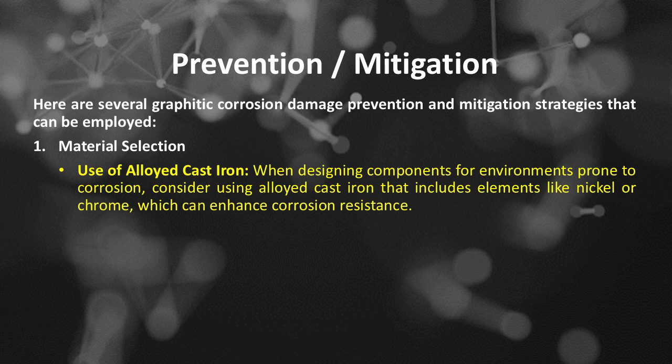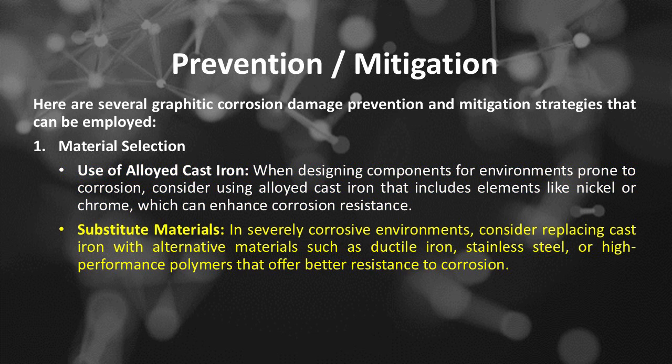When designing components for environments prone to corrosion, consider using alloyed cast iron that includes elements like nickel or chrome, which can enhance corrosion resistance. Substitute materials. In severely corrosive environments, consider replacing cast iron with alternative materials such as ductile iron, stainless steel, or high-performance polymers that offer better resistance to corrosion.